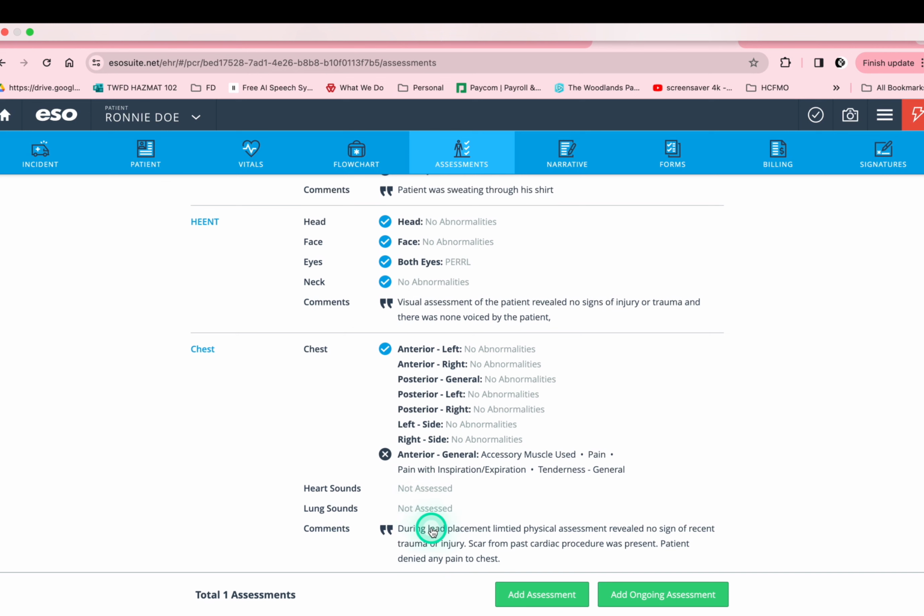Then I made a comment. During leads placement, limited physical assessment revealed no sign of recent trauma or injury. Scar from past cardiac procedure was present. Patient did not have any pain to chest. Again, this is just what I do. Yes, I did not touch the patient.